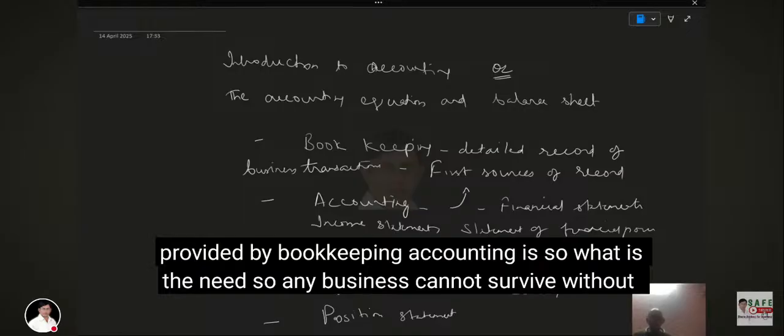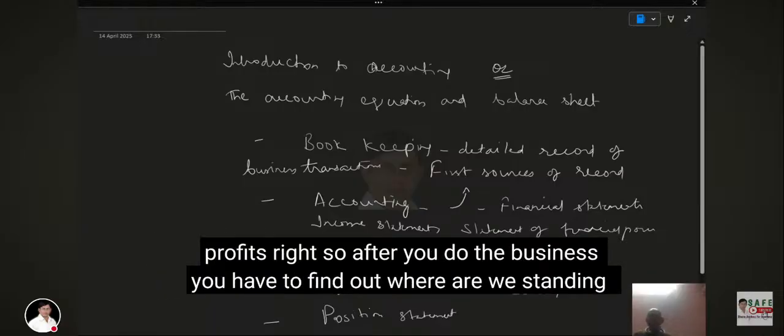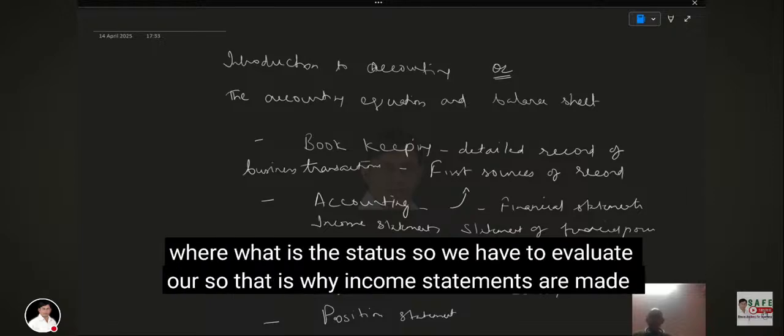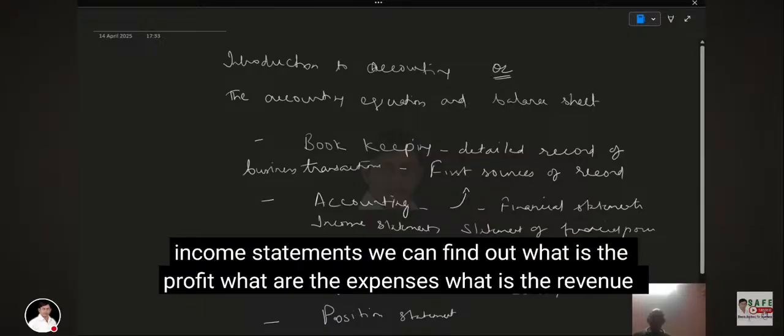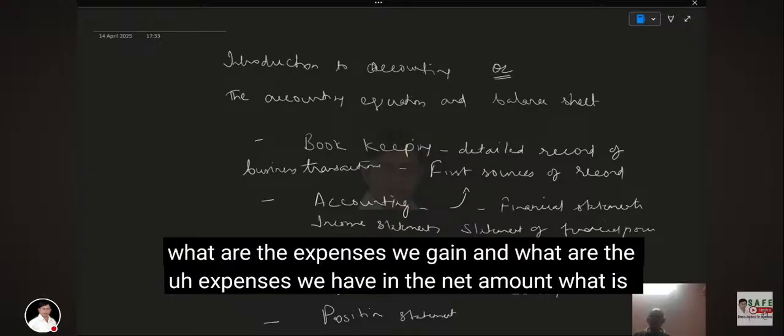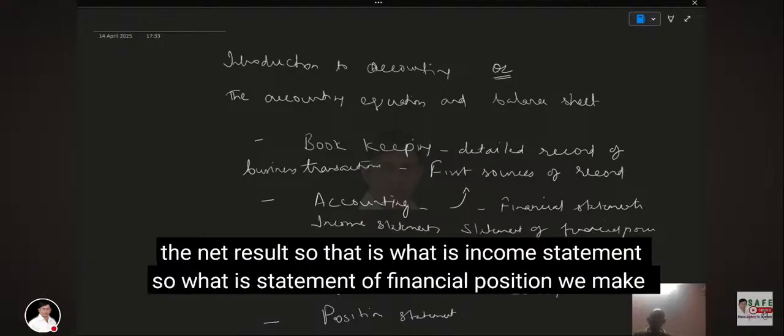So what is the need? Any business cannot survive without profits, right? After you do the business, we have to find out where we are standing, what the status is. So we have to evaluate ourselves. That is why income statements are made. With income statements we can find out the profit, the revenue, the expenses incurred, and the net result.